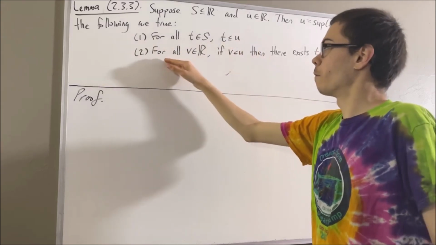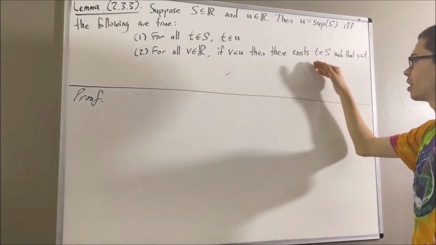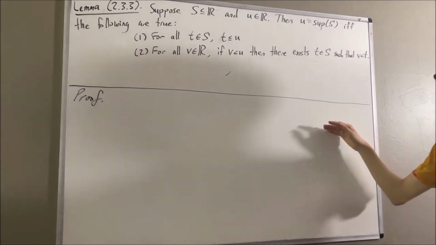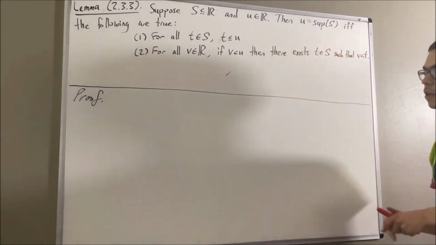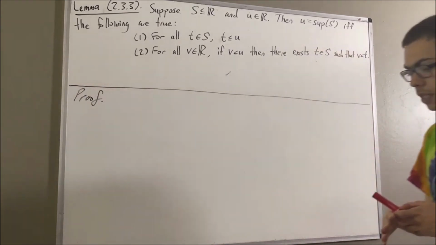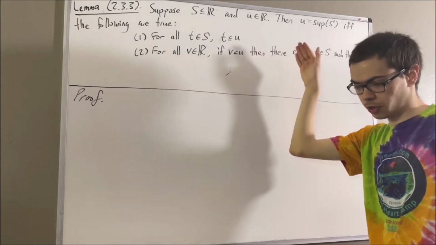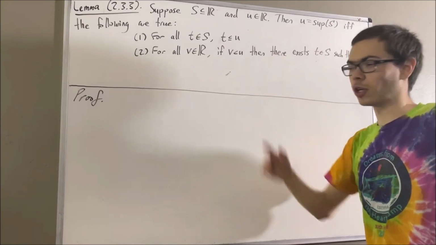And 2, for every real number V, if V is less than U, then there is some element T in S such that V is less than T. Now, before we get into the proof, I would like to remind you guys of the definition of a supremum. The definition we're going to rely on is, given a subset of real numbers S and a real number U, we say that U is the supremum of S if the following are true.